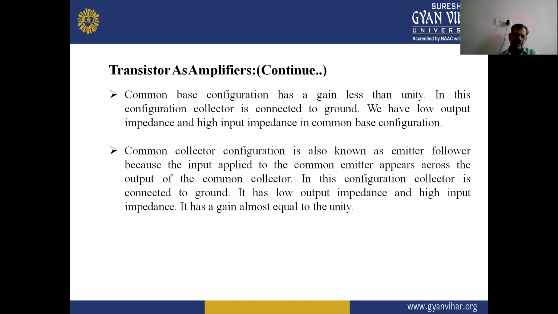Next one is the common collector configuration, also known as emitter follower, because the input applied appears across the emitter connected to ground. It has low output impedance and high input impedance. It has a gain almost equal to unity, because in the common collector, emitter follower or voltage follower, the gain is almost equal to unity.